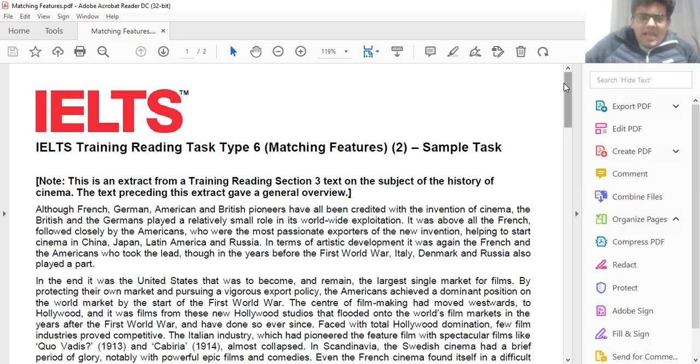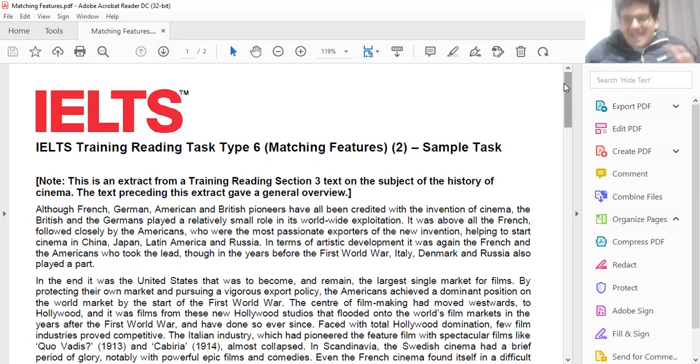Moving on. It was above all the French, followed closely by the Americans, who were the most passionate explorers of the new invention, helping to start cinema in China, Japan, Latin America, and Russia. In terms of artistic development, it was again the French and the Americans who took the lead, though in the years before the First World War, Italy, Denmark, and Russia also played a part.